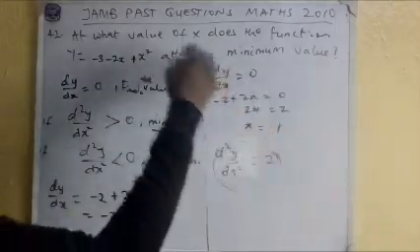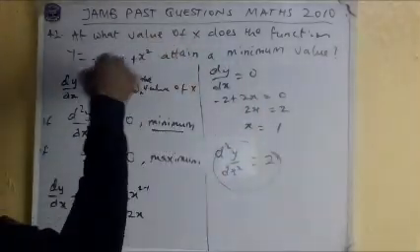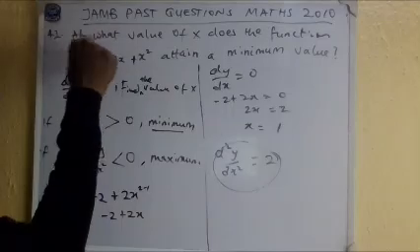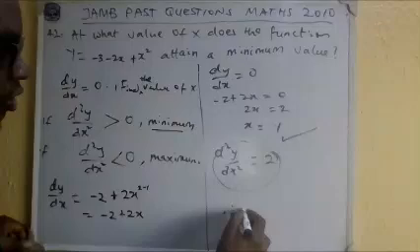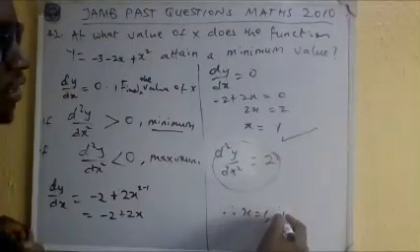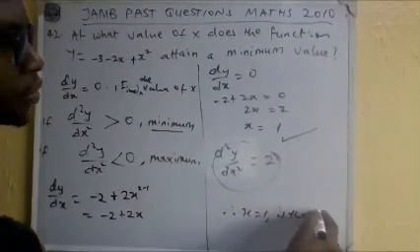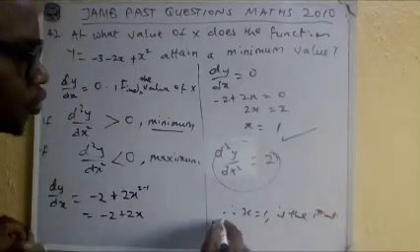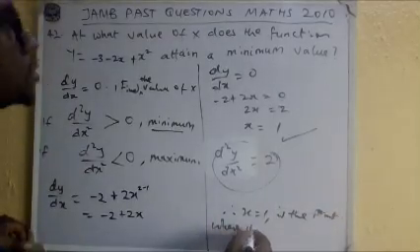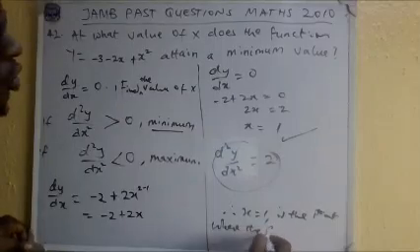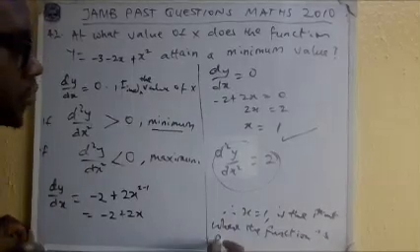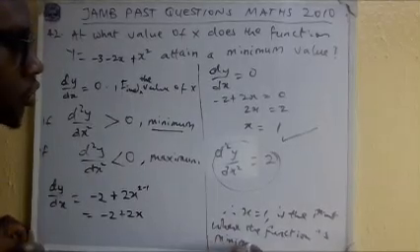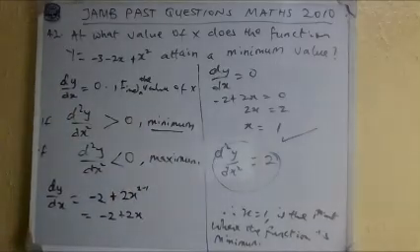So the point where this expression is minimum is where x is equal to 1. So this is correct. So therefore, x is equal to 1 is the point where the function is minimum.